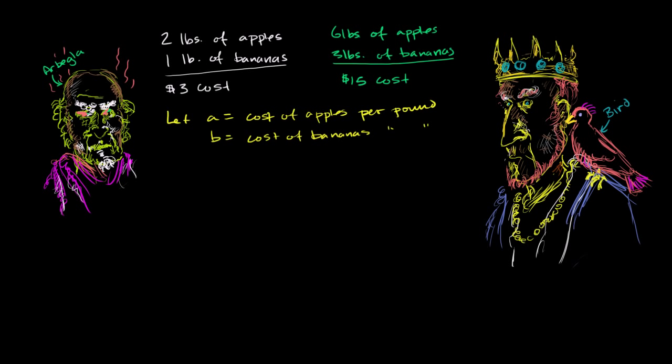In the first week when they went to the market and bought 2 pounds of apples and 1 pound of bananas, it wasn't a $3 cost. It was a $5 cost. Now, surely, considering how smart you and this bird seem to be, you could figure out what is the per pound cost of apples and what is the per pound cost of bananas.